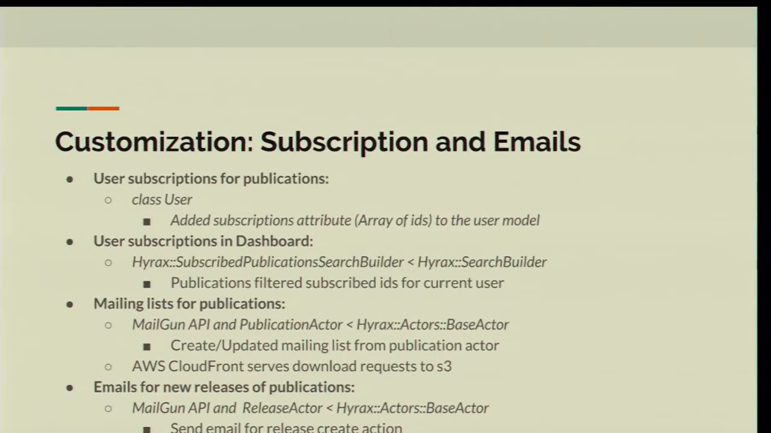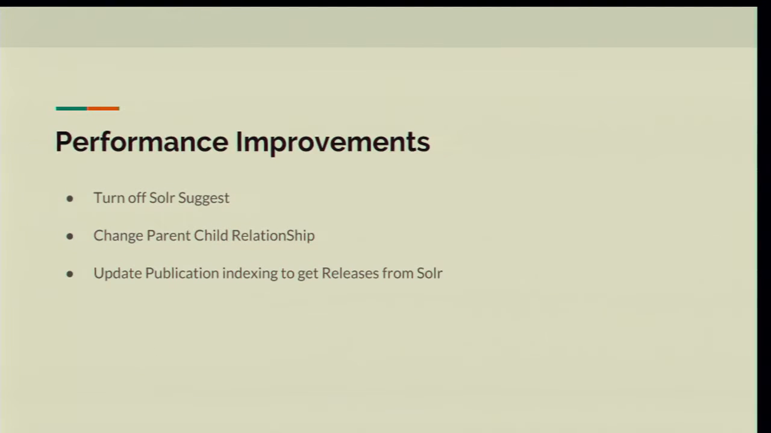I have put some text here for some of the things we did to attain this feature. So we added a subscriptions attribute to the user class. It's an array of IDs, essentially, for the publications that they have. And then in the dashboard, we use the search builder again to show people what subscriptions they have. And then we use the API. The publication actor creates a mailing list for each publication, and then people can subscribe to that. And then for the releases, we send the email whenever a new release is created.